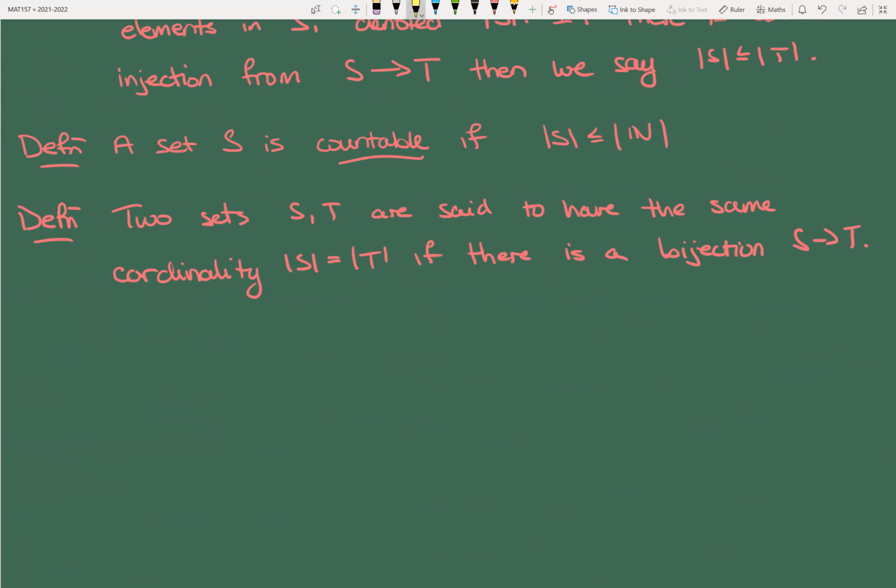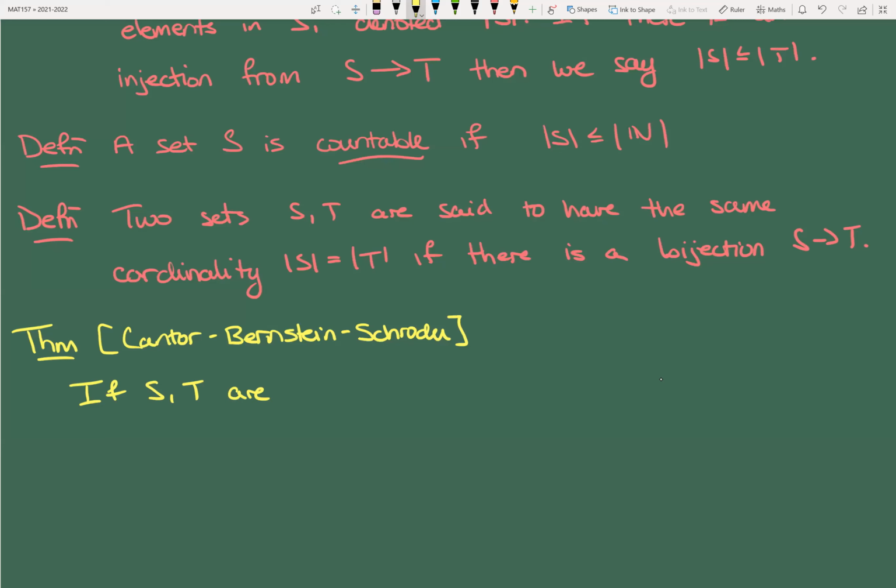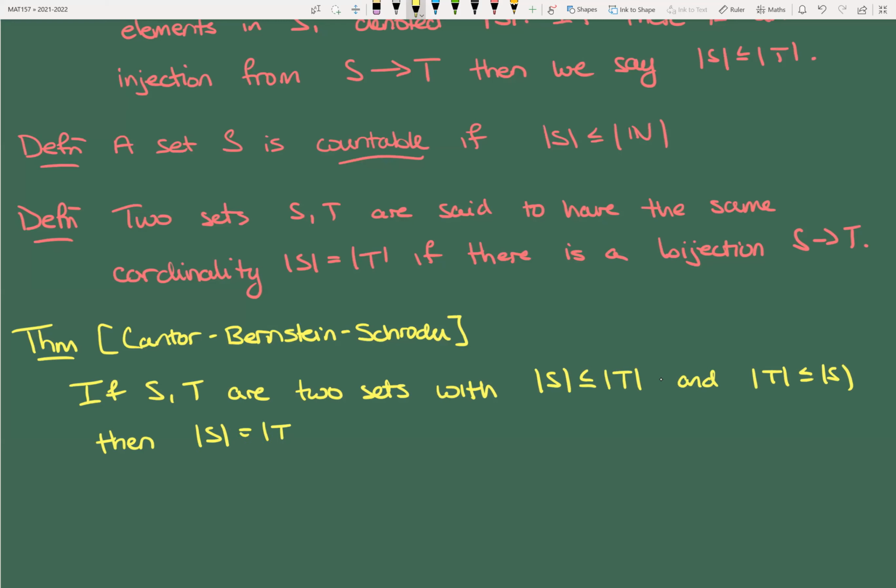Now, I'm not going to prove this theorem. If anyone's really interested, I'll give you all a handout with this. This is the Cantor Bernstein Schroder theorem. It's going to sound obvious, but the proof is very hard. So if S and T are 2 sets, then this is true.